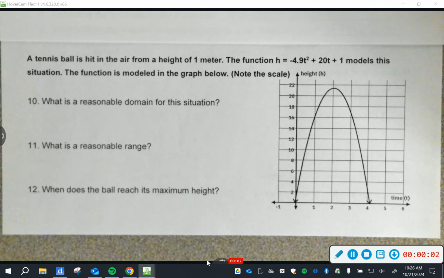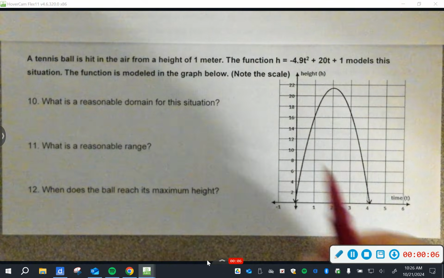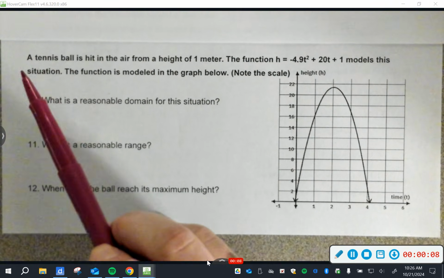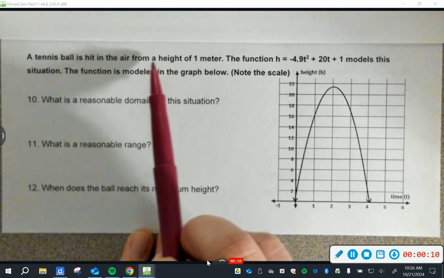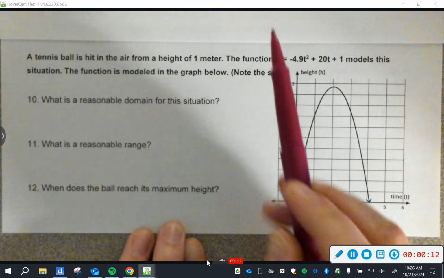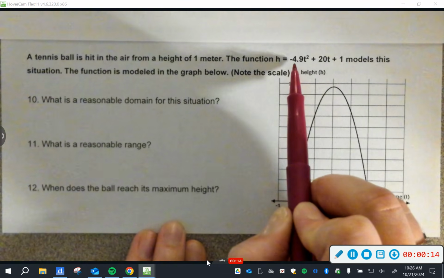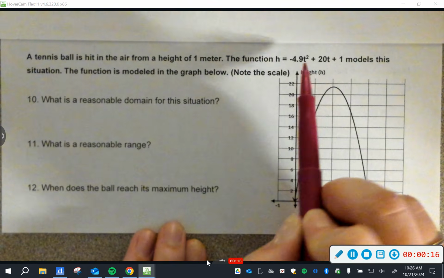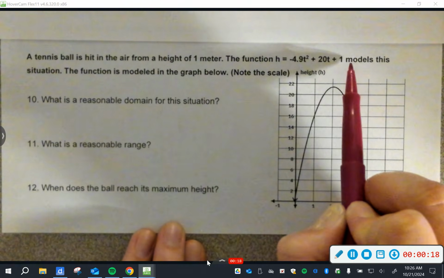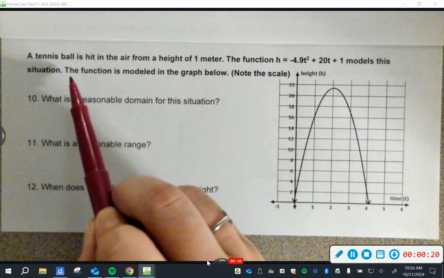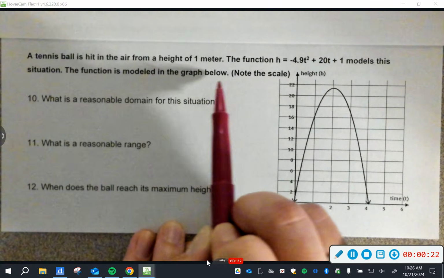Okay, now we're going to go over questions 10 through 12. We're just going to lump them together. So this says a tennis ball is hit in the air from a height of 1 meter. The function h equals negative 4.9 t squared plus 20t plus 1 models this situation. The function is modeled in the graph below.